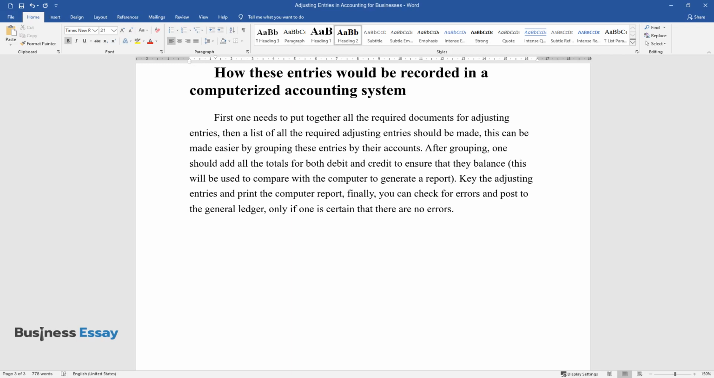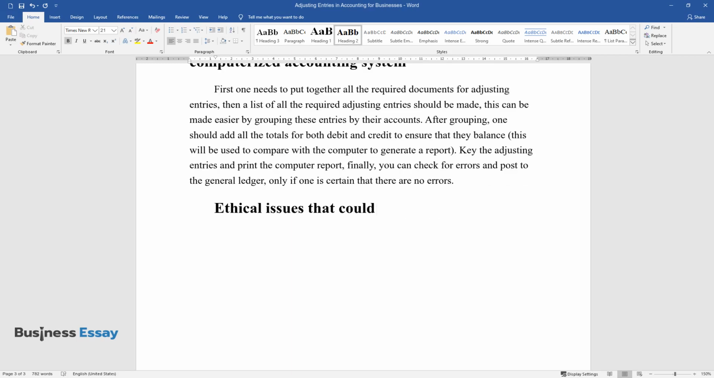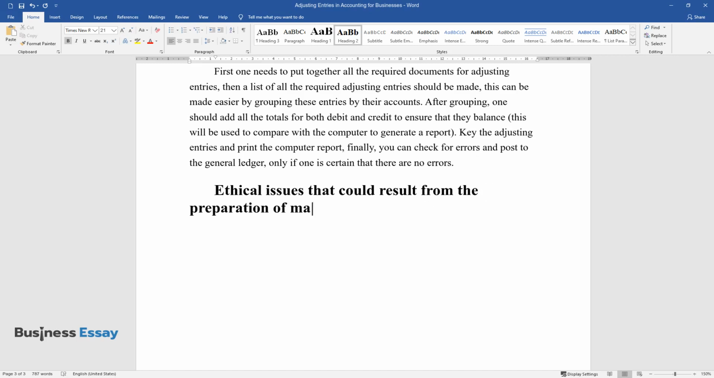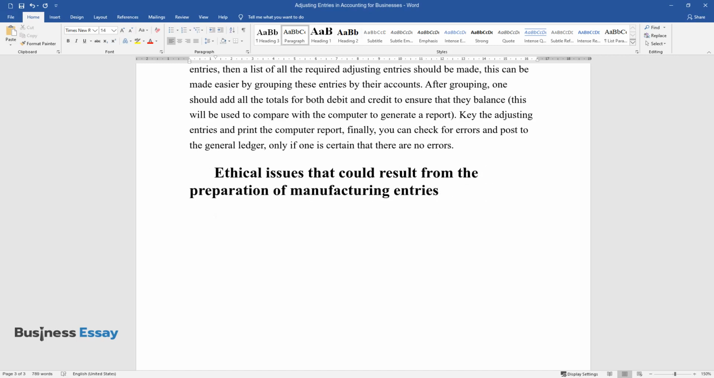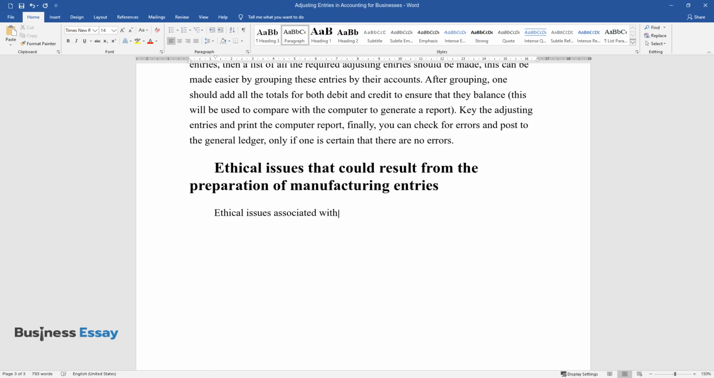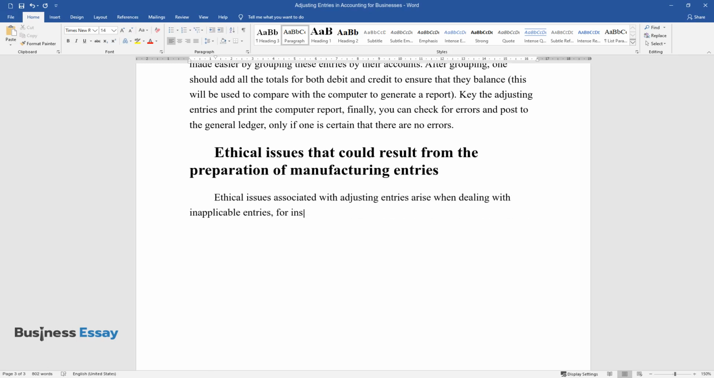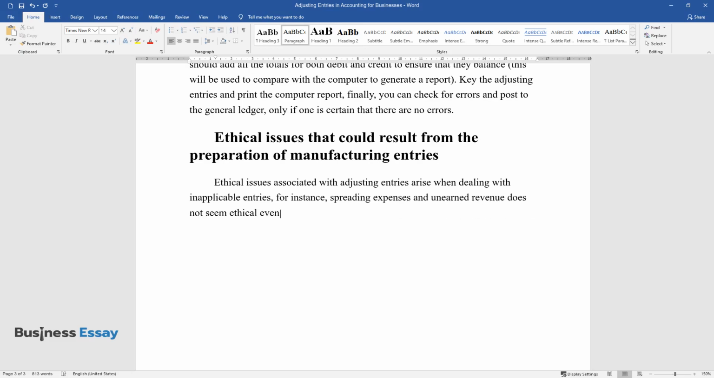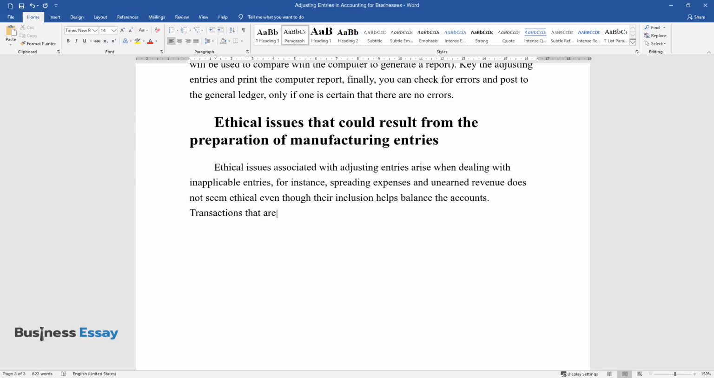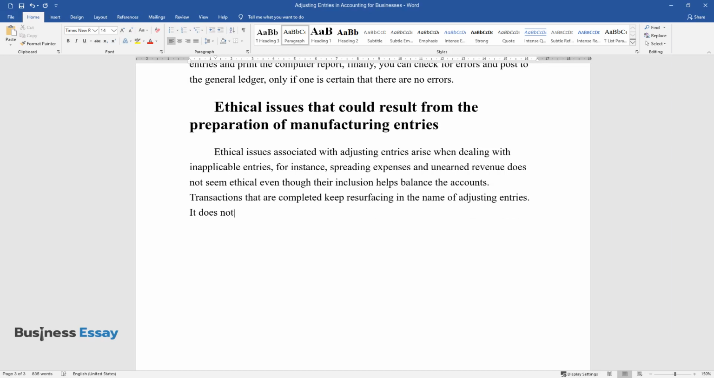Ethical issues that could result from the preparation of manufacturing entries. Ethical issues associated with adjusting entries arise when dealing with inapplicable entries. For instance, spreading expenses and unearned revenue does not seem ethical even though their inclusion helps balance the accounts. Transactions that are completed keep resurfacing in the name of adjusting entries. It does not seem ethical.